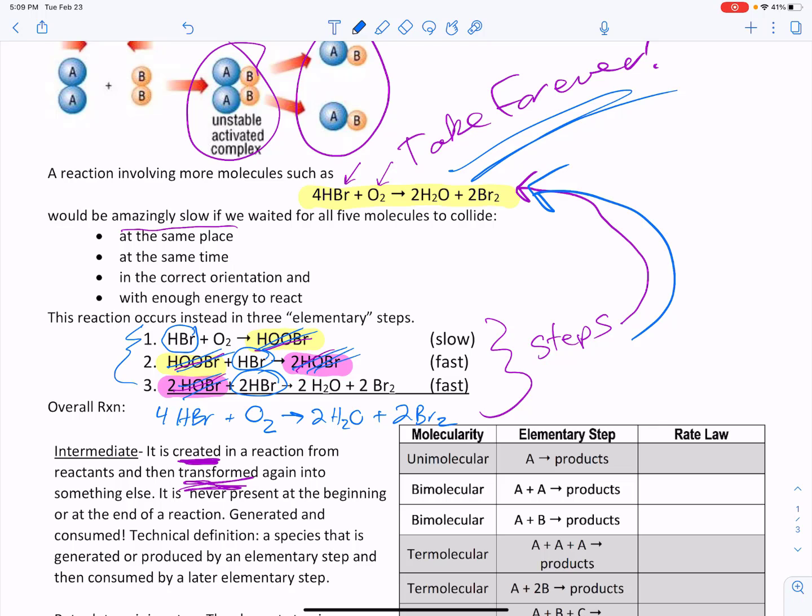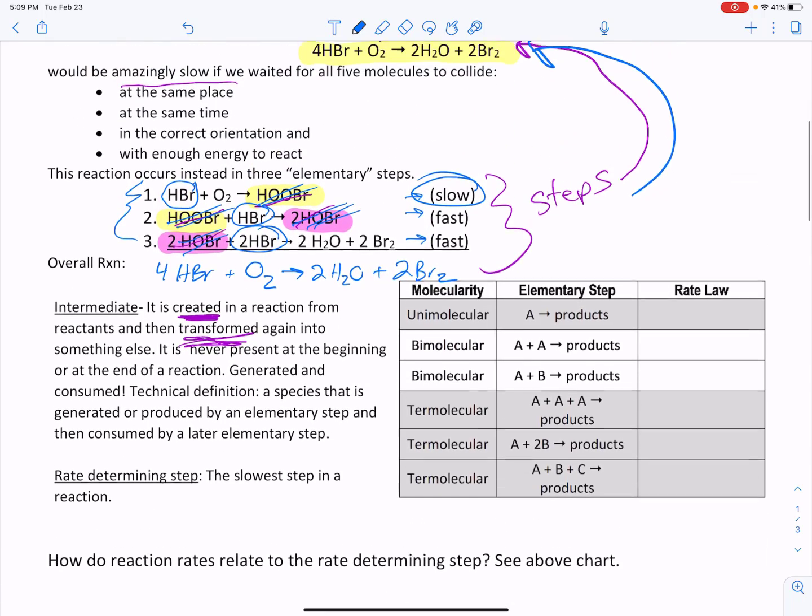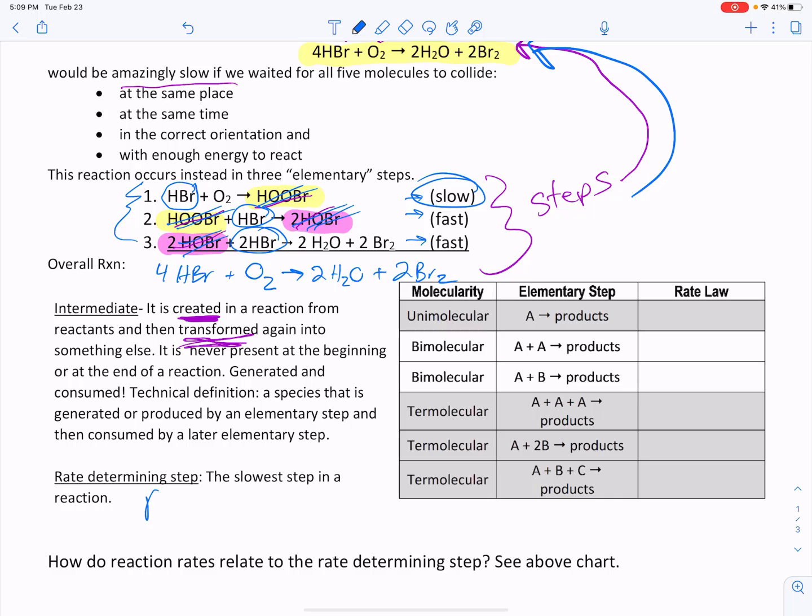And because of that, we can then learn a little bit about the rate. Notice how it says slow, fast, fast. That would have been determined experimentally. And so what's called your rate determining step is going to be the slowest step in the reaction. And so notice how we have this right here, the rate determining step, and I'm going to call that the RDS for short. And so what would be the rate determining step in this above example? It's number 1.